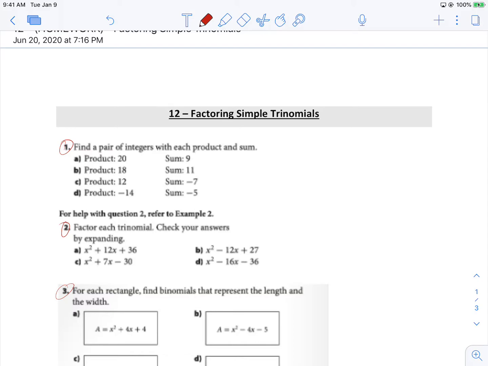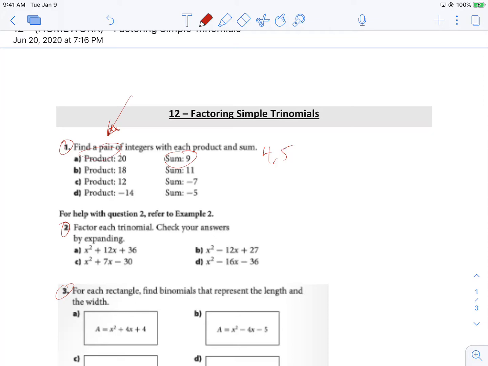Okay, we're looking at the solutions for lesson 12, factoring simple trinomials. So we need to find a pair of integers with each product and each sum. So we need to find something that adds up to 9 and multiplies to 20. It's always easier to start with this. What multiplies to 20? So we know 2 and 10 multiply to 20, but they don't add up to 9. 4 and 5, well, those do. So positive 4, positive 5.